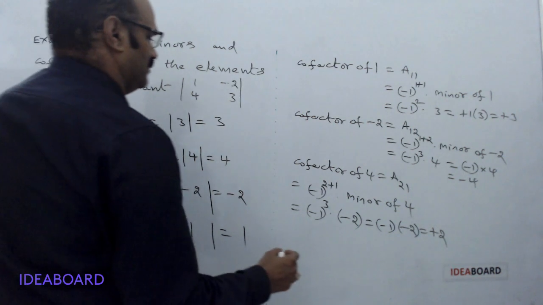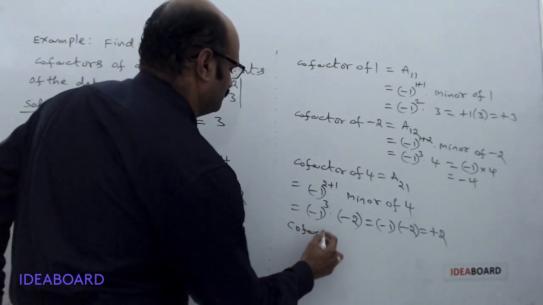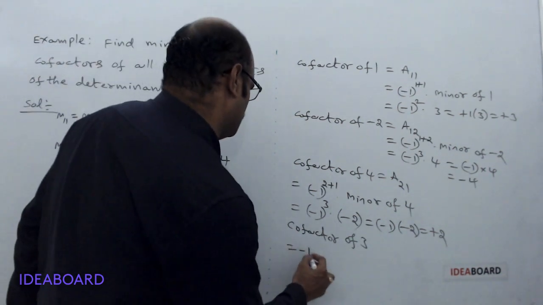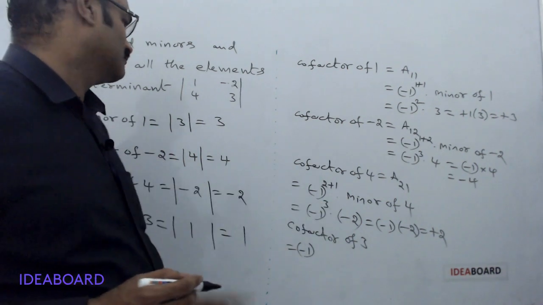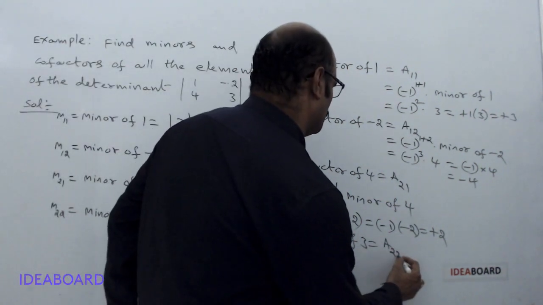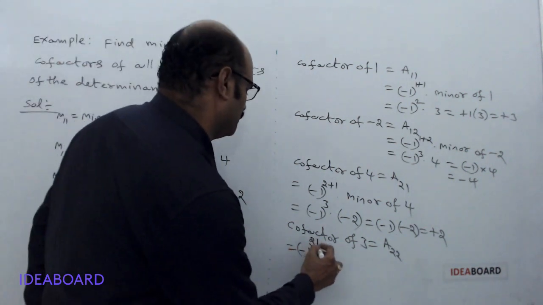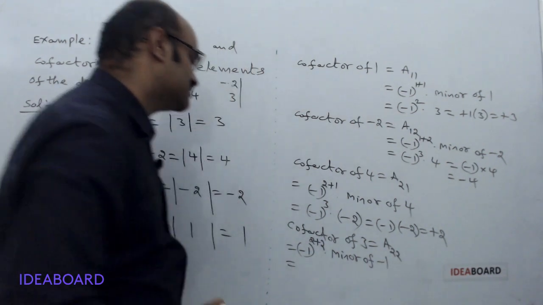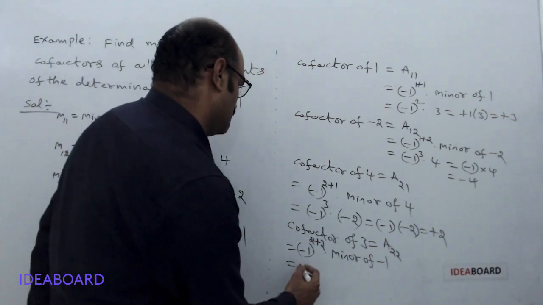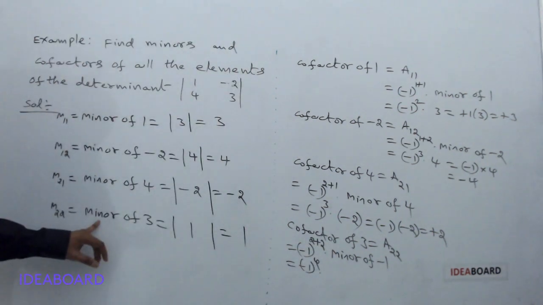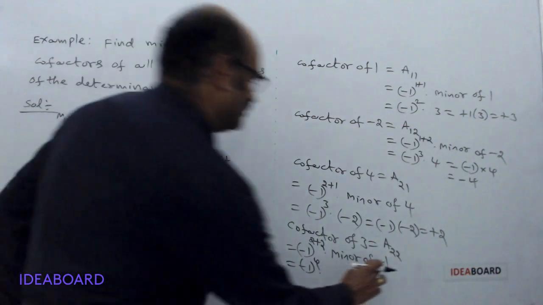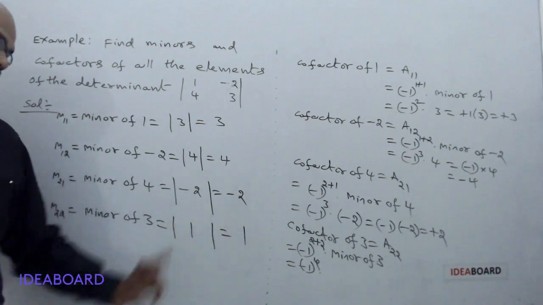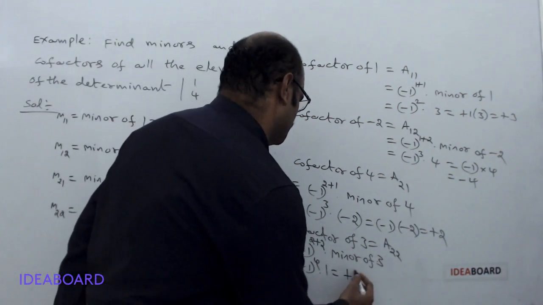Now cofactor of 3 equal to minus 1 whole power, this is denoted by A22. So minus 1 whole power 2 plus 2 into minor of 3 equal to minus 1 whole power 2 plus 2 equal to minus 1 whole power 4 into, we have minor of 3. Already we have minor of 3 equal to 1. So it implies minus 1 whole power 4 into 1, so plus 1.